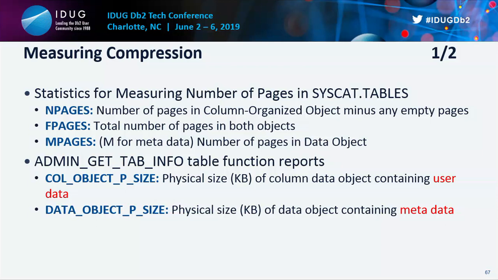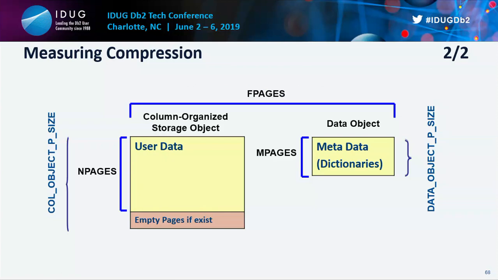Measuring compression. So how do you know what compression looks like? So N pages, F pages, and M pages. N and F pages, everybody know what they are? You've seen them a bazillion times. If you're new to BLU, and because I don't think this exists for row, M is for metadata pages, right? I'll show you a bit on the next page. And then the other thing is in MON_GET_TABLE, you've got your object size for the column object, but also the object size for the data object. And I'm just going to scroll to the next page.